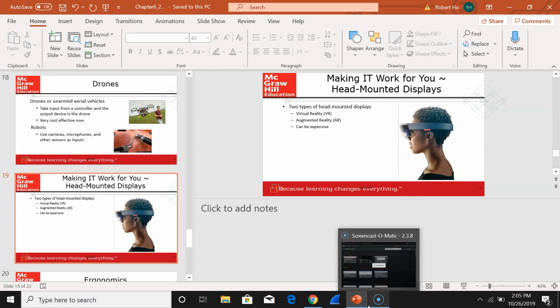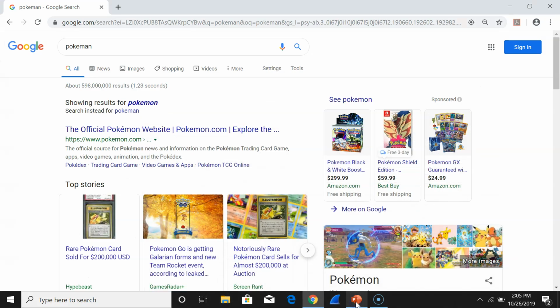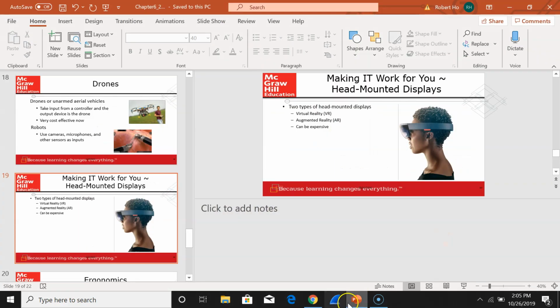So notice that in this chapter you can use some of the subtopics for your research paper assignment. Okay, let's move on to the next one.